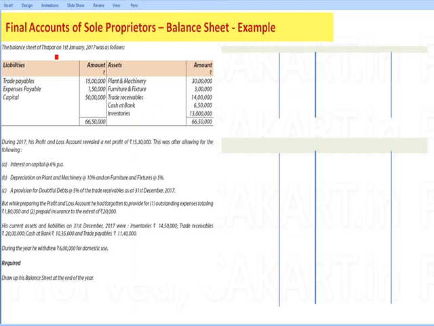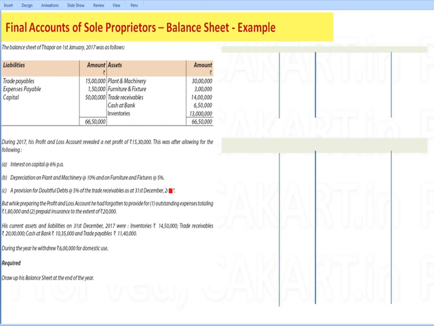So the balance of Thaparji on 1st January 2017 was as follows. So the beginning of the year balance sheet was like this. Trade payable was 15 lakhs, expenses payable was 1 lakh 50, capital was 50 lakhs, plant and machinery 30 lakhs, furniture and fixture 3 lakhs, trade receivables 14, cash at bank 6.5, inventories 13 lakhs.